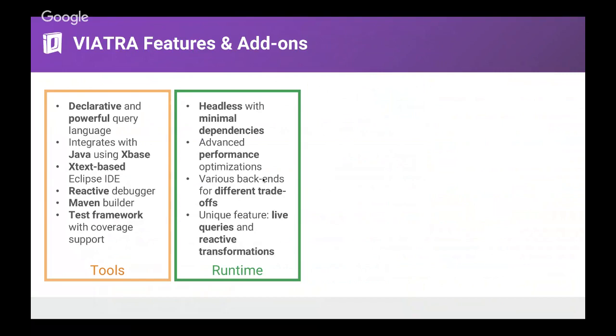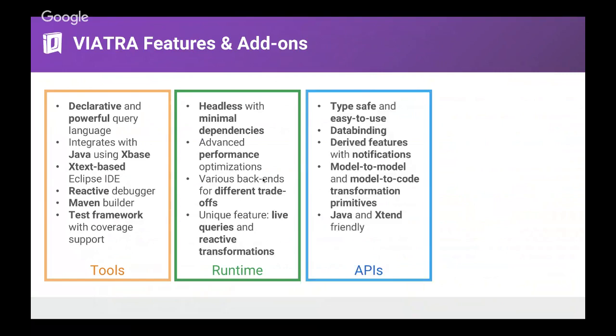And it's very important to mention that the runtime component of VIATRA is essentially a headless Java library with minimal dependencies. So integrating it into any kind of application is very easy. In terms of the APIs, there are a lot of options and a lot of useful features that programmers can make use of when trying to integrate advanced functionality into their applications.